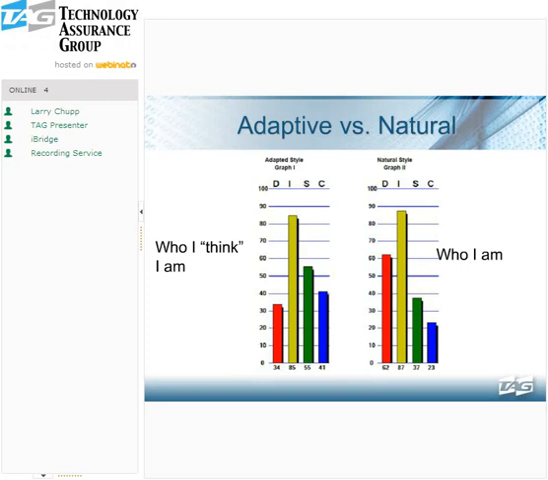Yeah. That one, mine are almost right next to each other. Oh, good. My adapted and my natural style are pretty close. Yep. Just looking at this, what job do you think this person would be very well suited for within this company?